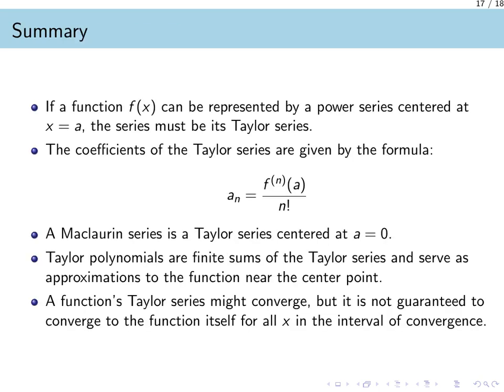Let us summarize the essential concepts of this topic. We started with the foundational idea that if a function has a power series representation centered at x equals a, then that series must be its Taylor series. This uniqueness allowed us to derive a precise formula for the coefficients. A sub n is equal to the nth derivative of f evaluated at a, all divided by n factorial.